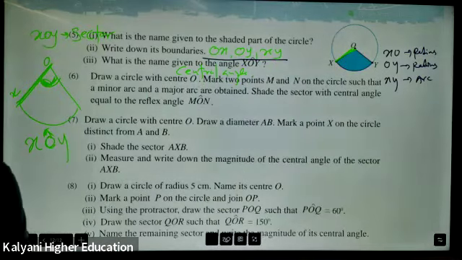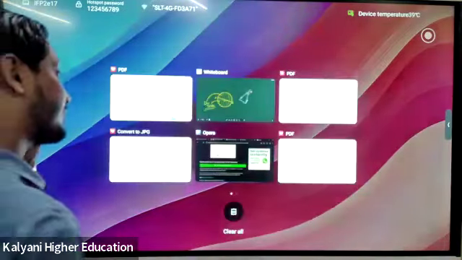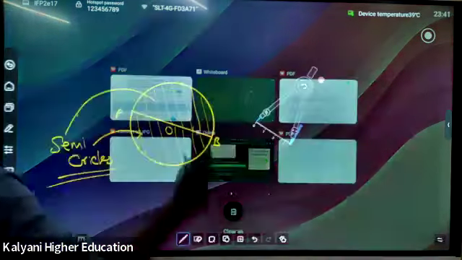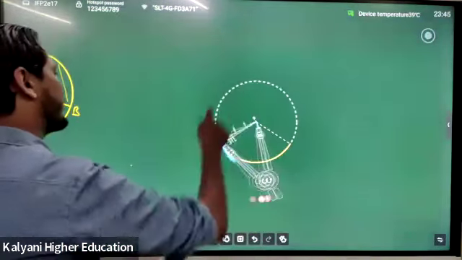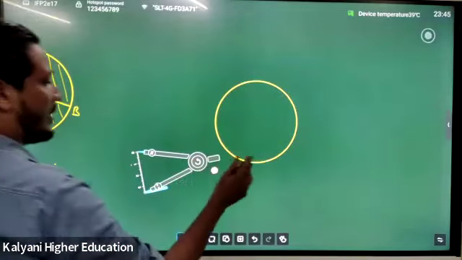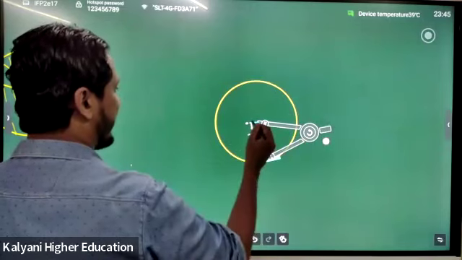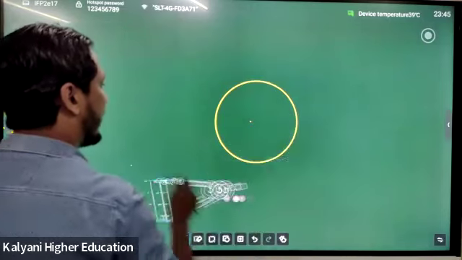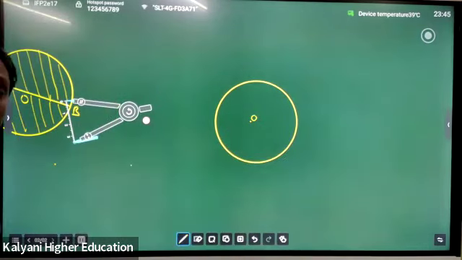We have to construct a circle. You have to draw a circle and mark the center as O. I'll just draw a circle, of any length. Mark the center point as O. Center O. I'll mark it center O. Okay, good. Next.